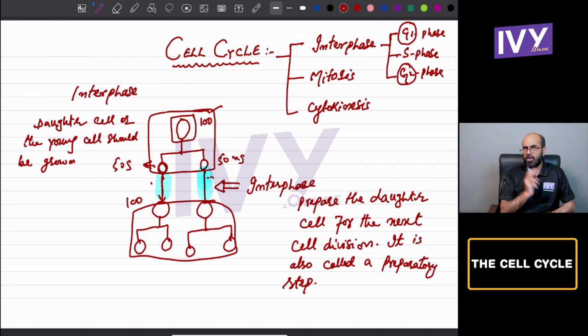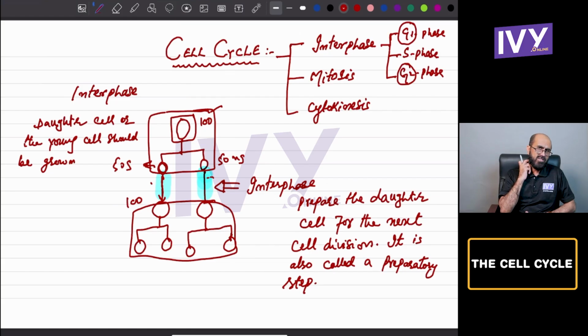Now, there are two important things in the cell to be increased. First, the contents of the cytoplasm, I mean the doubling of the organelles. If there are 1000 ribosomes in the daughter cell, it must now become 2000, so that once it divides again, the original number is restored. The mitochondria, the endoplasmic reticulum, the Golgi body, the lysosomes, the vesicles, all these things should be doubled in interphase, and that's in the G1 phase.